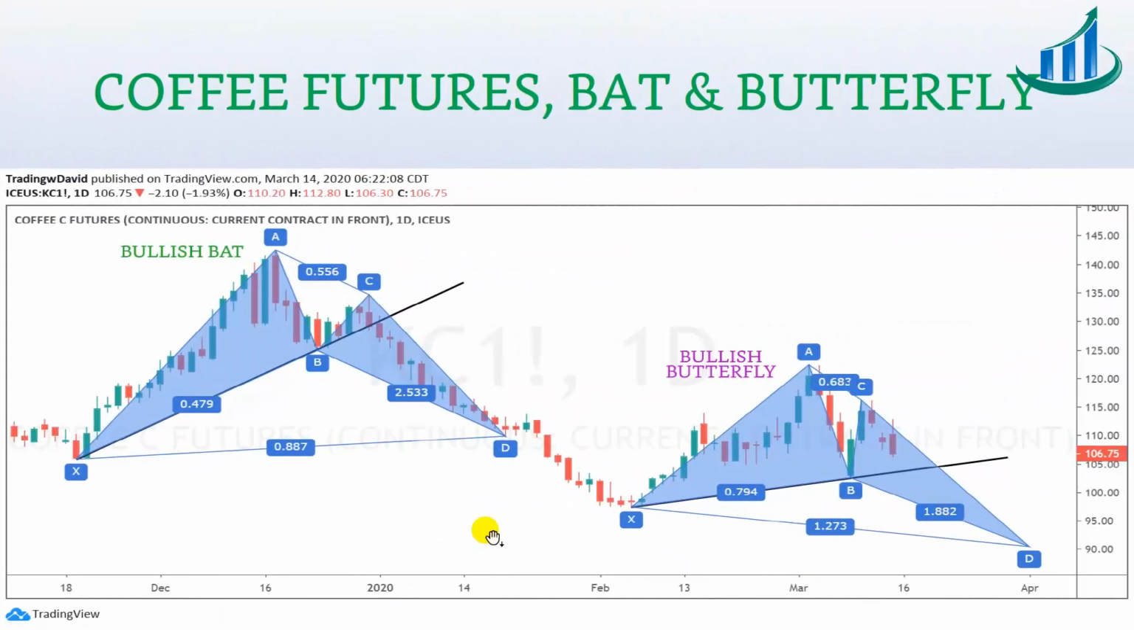Another double example with the coffee futures daily chart, with first a bullish bat and then a bullish butterfly, but not completed yet. The breakout of the trend line will give the sell signal of the futures.